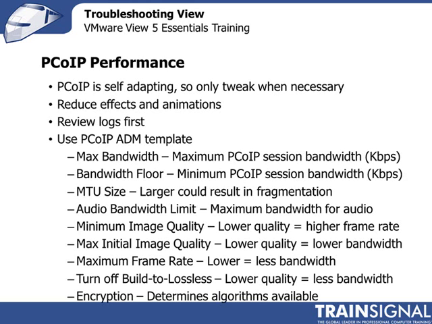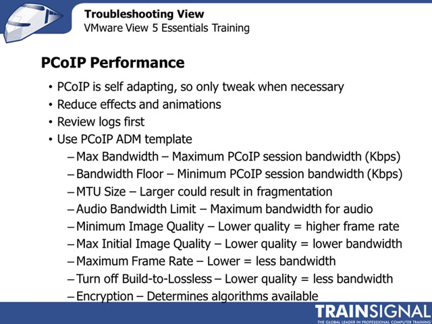By reducing this value, you can create higher frame rates, but at the cost of having lower quality images. You can also set the max initial image quality. By lowering this value, the initial images that are displayed will be lower quality, but will also require less bandwidth to get an initial image to the client. You can reduce the maximum frame rate that PC over IP will provide, which of course will reduce the bandwidth needs. A new feature with View 5 is the ability to turn off the build to lossless feature.